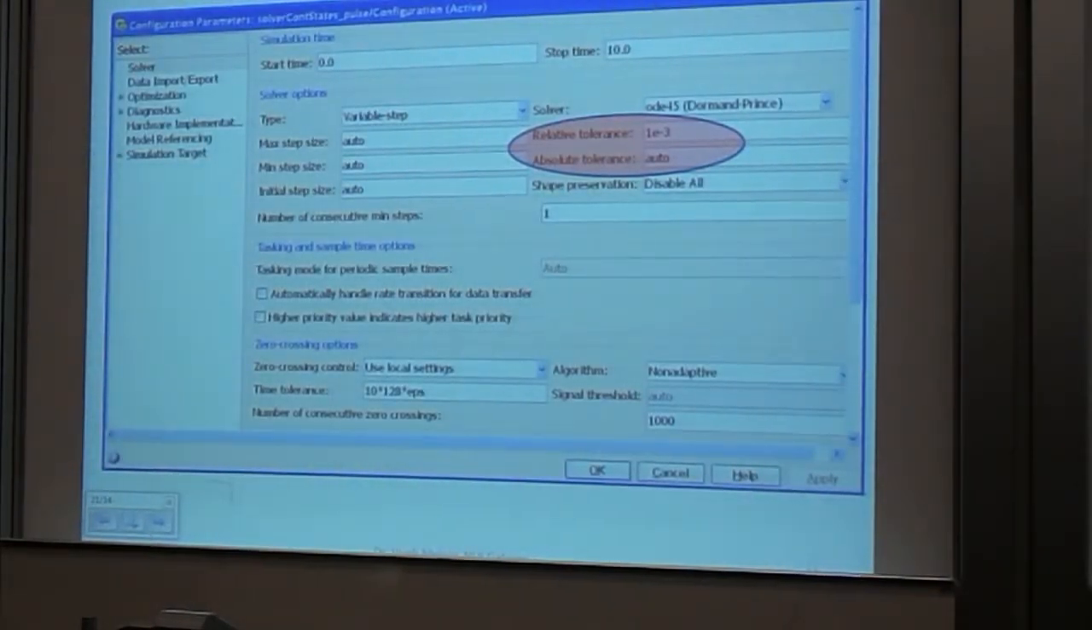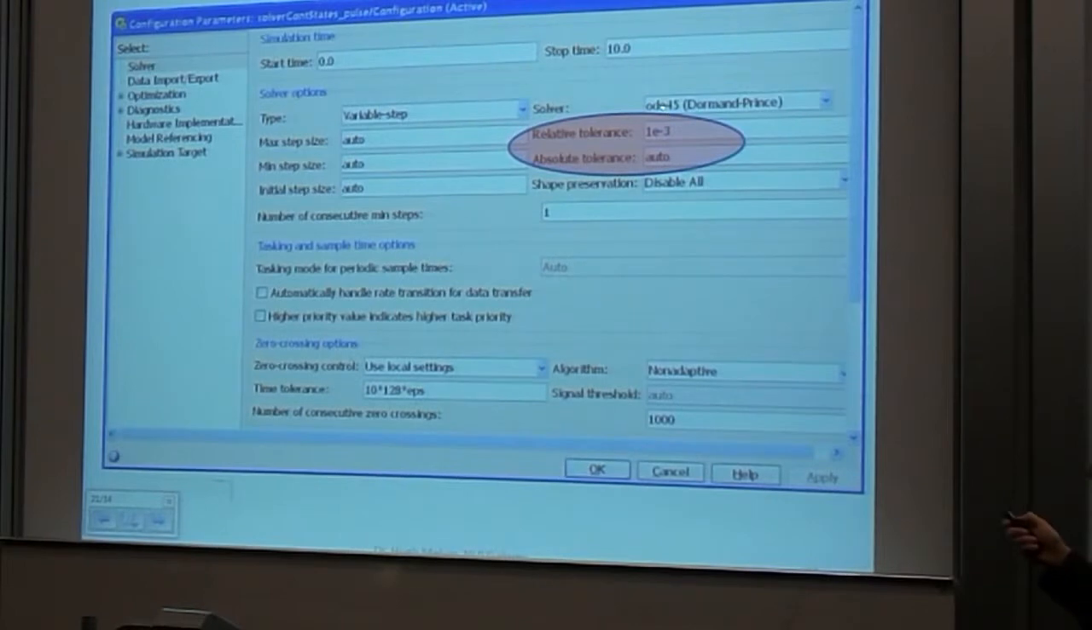So you see here, again, variable step, ODE45. By default, these values are set. The relative tolerance is 1,000th of the state value, and the absolute tolerance is decided by Simulink itself. So again, it's back to the black box. It decides itself what is an appropriate absolute tolerance for this model. Then as it's running through the iterations, in this case it runs through using 4th order and 5th order and looks at the difference between them. It compares that difference to the relative tolerance and to the absolute tolerance.